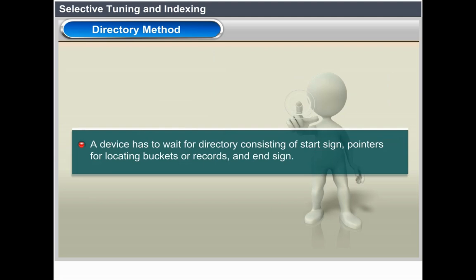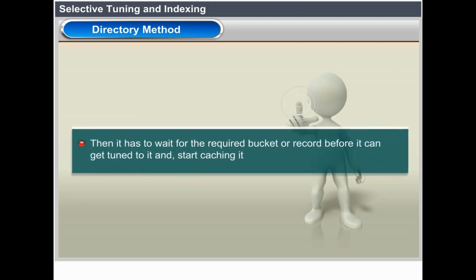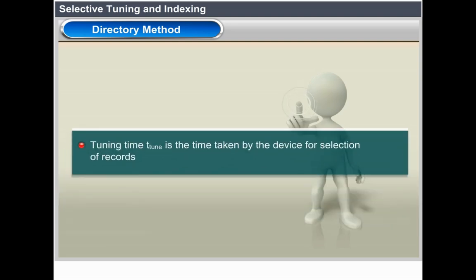A device has to wait for the directory, consisting of a start sign, pointers for locating buckets or records, and an end sign. Then it has to wait for the required bucket or record before it can get tuned to it and start caching it. Tune time T-tune is the time taken by the device for selection of records.